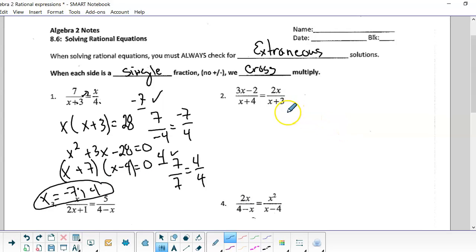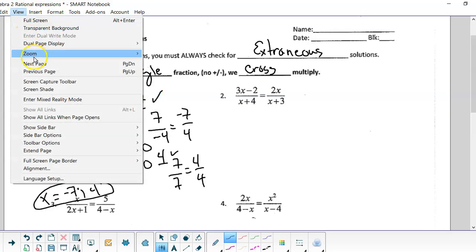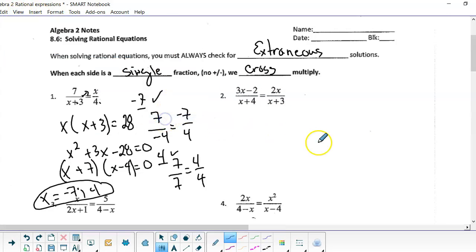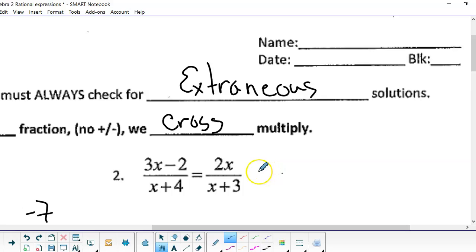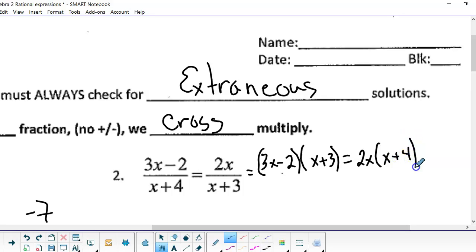Okay. Let's cross multiply on number 2. I'm going to zoom up though. All right, so let's cross multiply on number 2. So this is going to be equal to 3x minus 2 times x plus 3, and that's going to be equal to, when we cross multiply on the other side, 2x times x plus 4. So first one I need to FOIL.